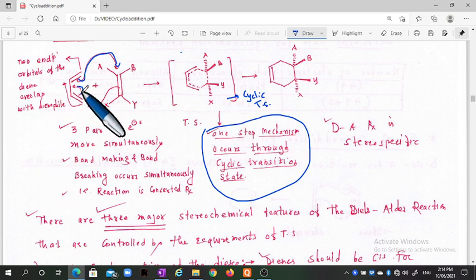In this, when you look at the reactants, three pairs of electrons move simultaneously. Bond making and bond breaking occur simultaneously. These are three pairs of pi electrons. That means the reaction is a concerted reaction. We have already discussed that a pericyclic reaction is a concerted reaction, cyclic and concerted. This is a one step mechanism, the transition state is cyclic, and we obtain our product.